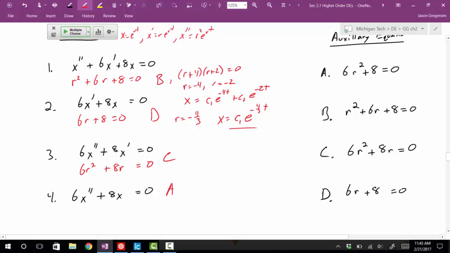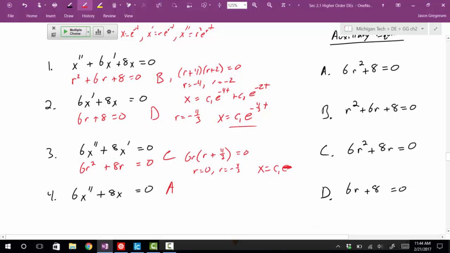The next one I might factor into r. Actually, I'll factor into 6r, and I'll be left with r plus 4/3 equals 0. So I have r is equal to 0 and r is equal to negative 4/3. For my solution, it should be c1 e to the 0t, which is just c1, plus c2 e to the negative 4/3 t. Is that okay? Sure, that's absolutely fine.